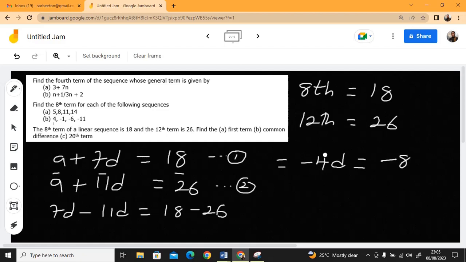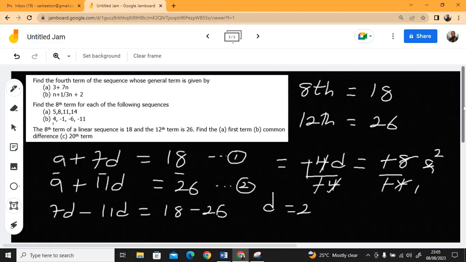I'm looking for d, so I'll divide both sides by minus 4. Minus cancels minus, 4 cancels 4. 4 in 8 is 2. So my d here equals 2. It means you have solved the common difference. This is my common difference. I've solved that.